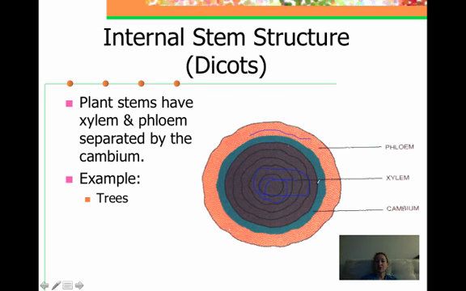But then you have a special layer, which is going to be this teal or blue layer, and that's going to be the cambium. The cambium in a dicot is going to separate the phloem and the xylem. So just think about a little division in between the xylem and phloem that's only in dicots. Examples of dicots are all trees.